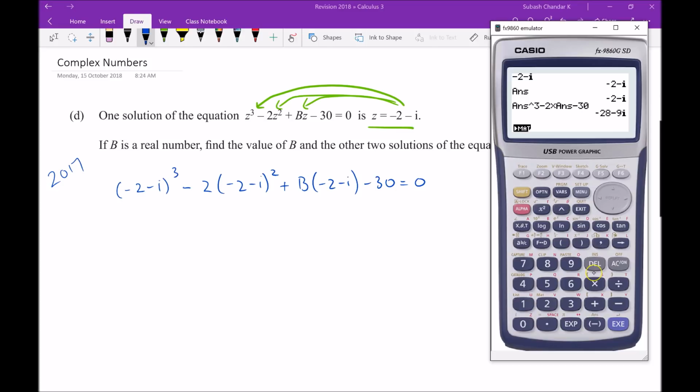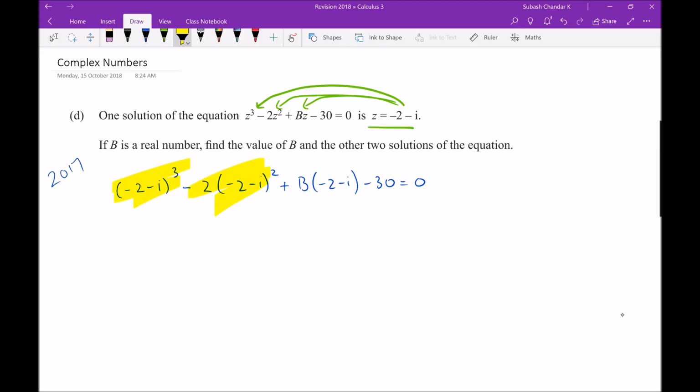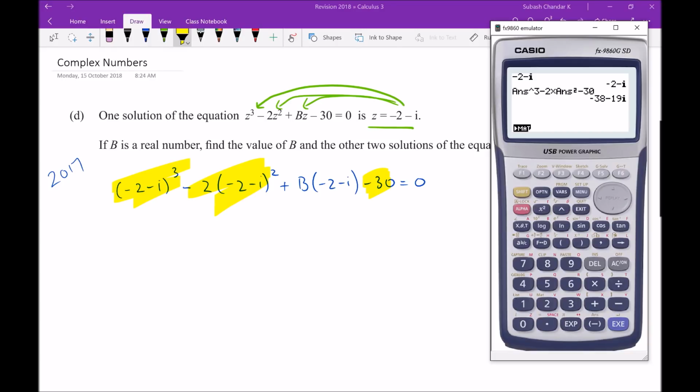Okay, now the problem is this. What you naturally tend to do is probably go shift answer again. Don't do that. Because answer stores the very last answer. So if I click on answer now, it's actually changed to -28 minus 9i. So if you make a mistake, you have to go back and do the whole process again. So I go -2 minus i and put that as -2 minus i. Then I go shift answer cubed, minus 2 times answer squared, and then minus 30. Now I've got -38 minus 19i. So basically, these 3 things equal -38 minus 19i.